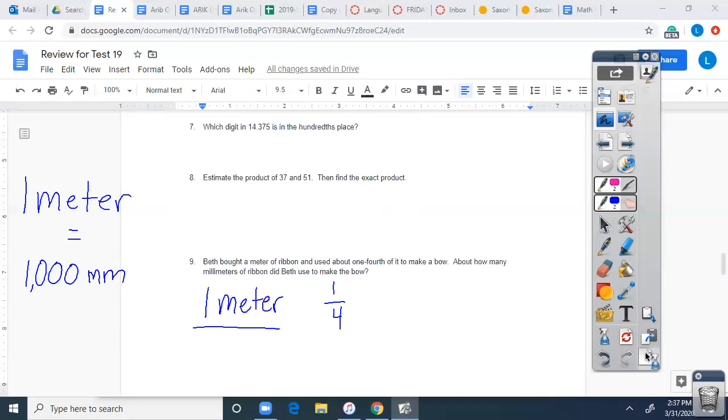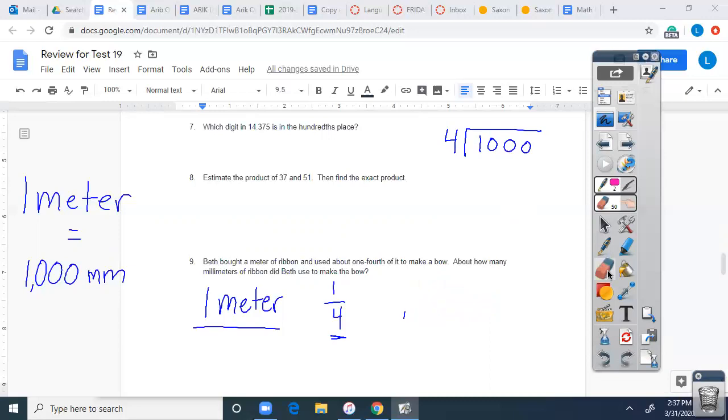We are going to do 1,000. That's how much she has total, and we're finding 1/4 of that. So we're going to do 4 goes into 1,000 how many times? Okay. Actually going to write it up here so that we have more room for our long division.